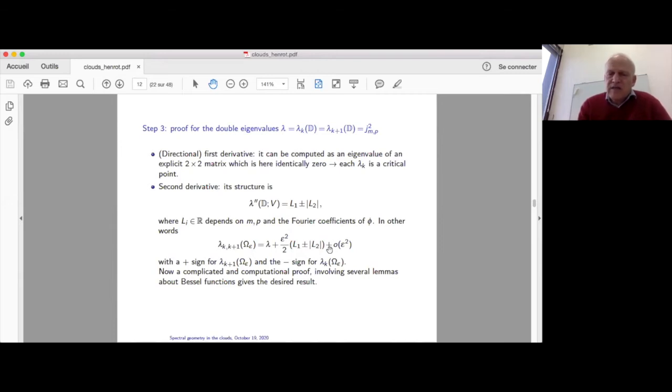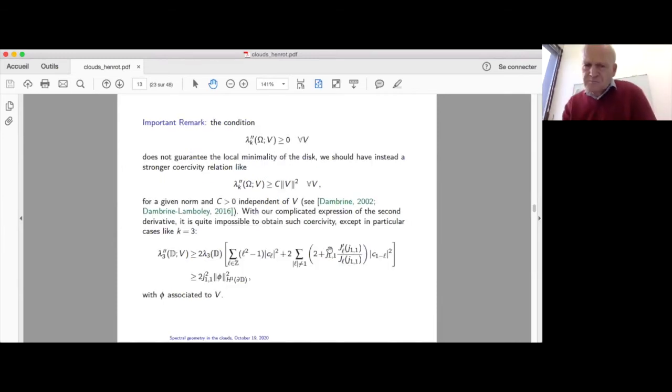I want to emphasize the fact that this notion of local minimum is a weak notion because I just proved that the second derivative is non-negative. It is not enough to claim that it is a local minimum. More precisely, when you have a second derivative which is non-negative with the first derivative which is 0, it's not enough to claim that you have a minimum, of course. In principle, what you should need to prove is a stronger result. It is the fact that the second derivative is estimated from below by some norm of the perturbation.